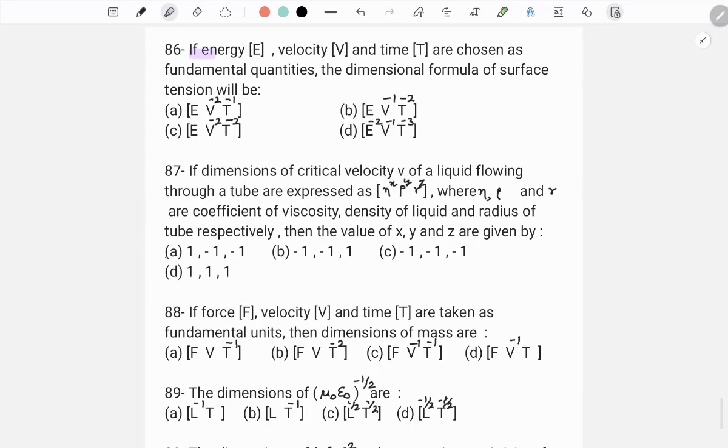86th, if energy E, velocity V and time t are chosen as fundamental quantities, the dimensional formula of the surface tension will be.